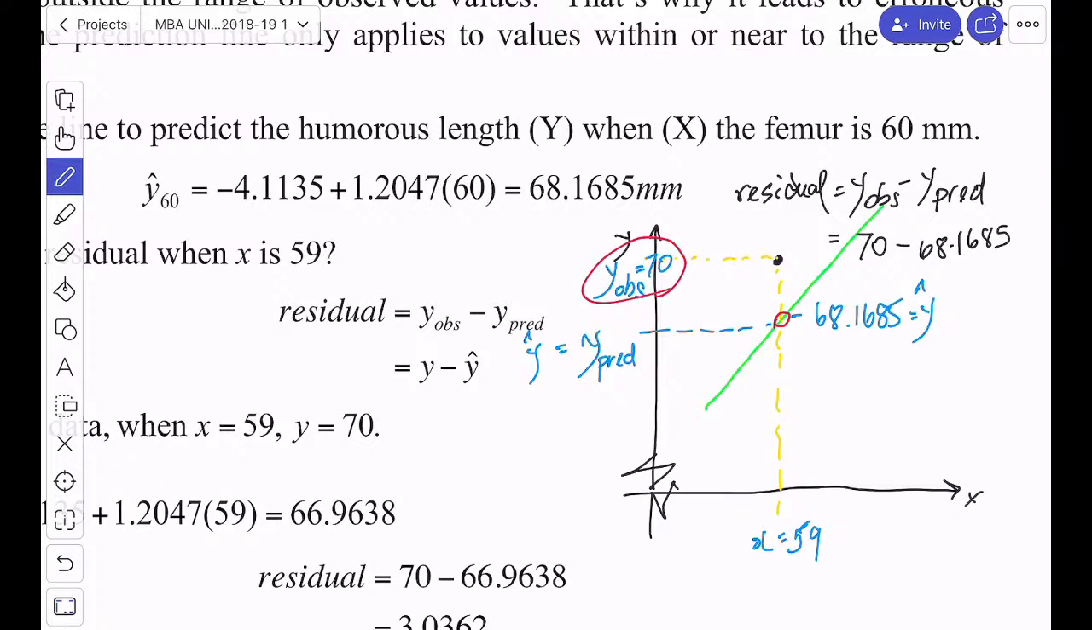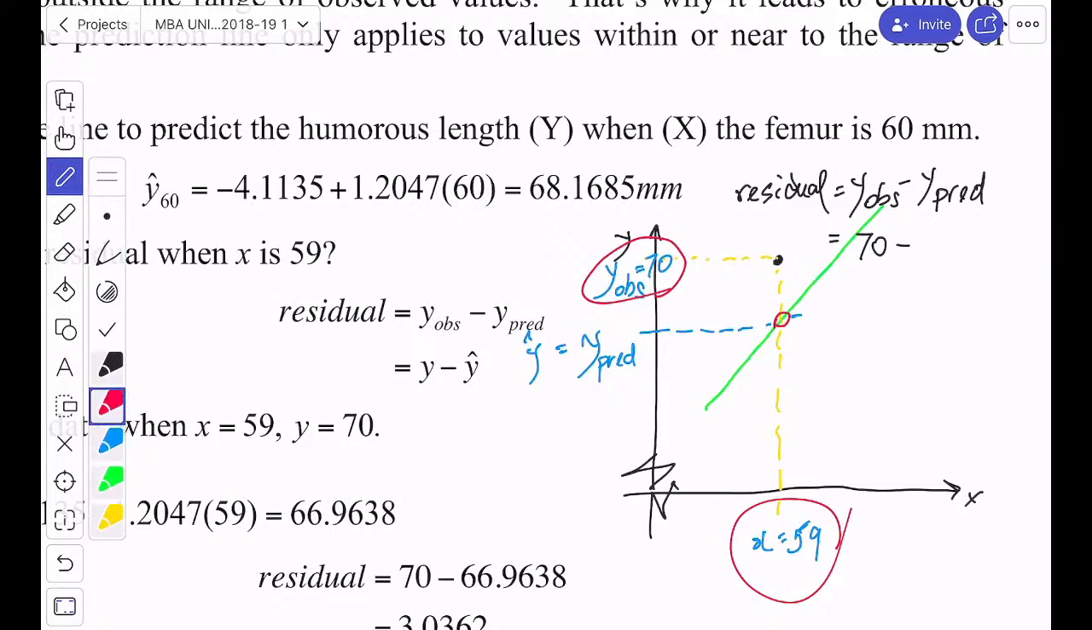Oh wait, what did I do? That's 60. I want to do 59, sorry. Wrong number. I probably should make this bigger. Let's do that again. I'm pulling the numbers from the wrong questions. Let's do that again. So, I want this for x equals 59. So when I plug it in, you get the value.